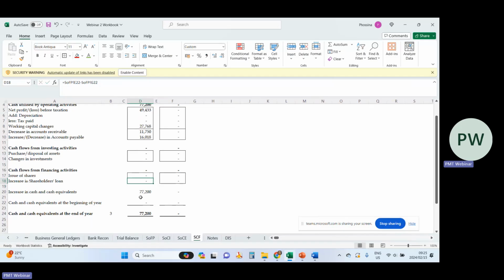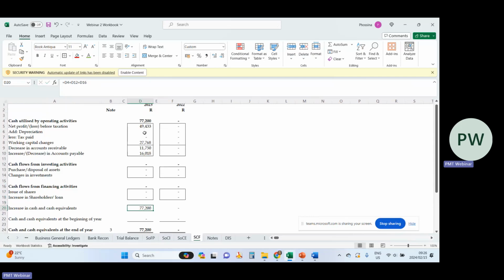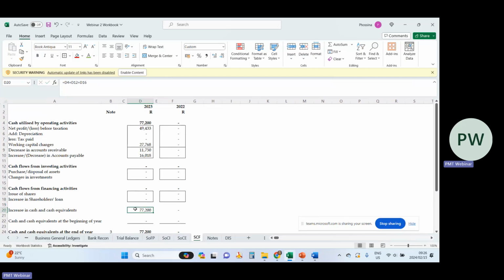Okay, then we look at the increase or the decrease in cash. It can be a movement in cash and cash equivalents. How do we get our movement? We take our operating profit, which is basically all these items. Okay, working capital, it's made up of debtors and creditors, inventory, we add them up, and then we add these to get our 77,200. Then if we had investing, we add operating plus investing plus financing, then we get our movement. So in this case, we only have one line item, which is the 77.